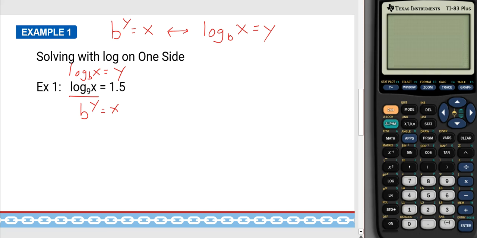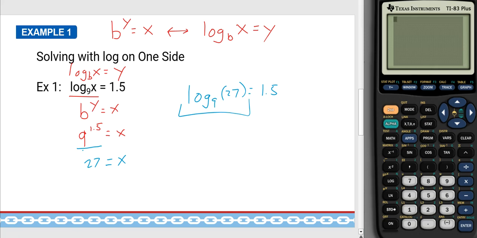So I know when I'm switching the form here that my b value is 9, and then my y value is 1.5, so my exponent becomes 1.5, and then that is equal to x. And then once I get this, I see this right here, this 9 to the 1.5 power, I can enter that into the calculator quite simply. So 9 caret 1.5, and I hit enter. I see that x is equal to 27.